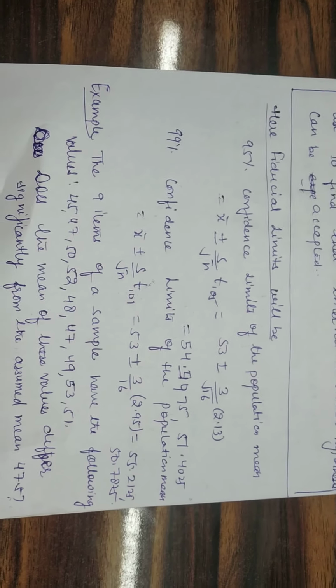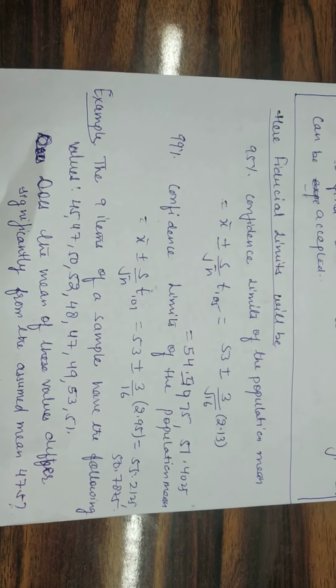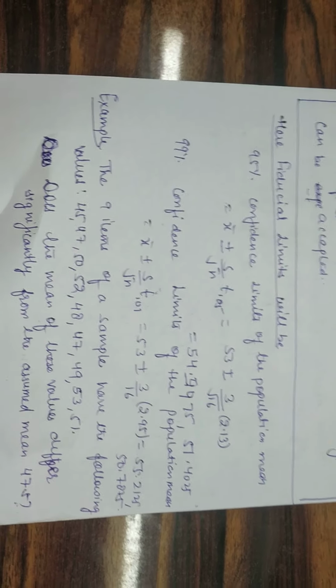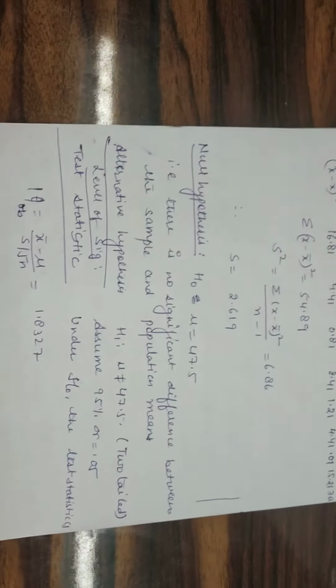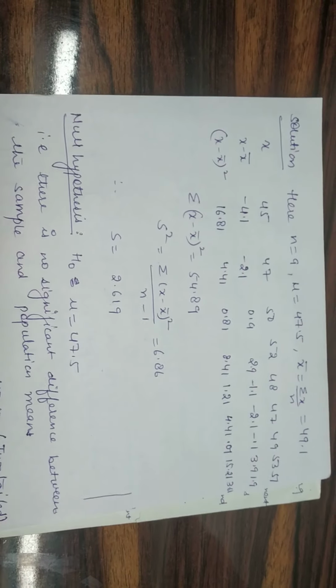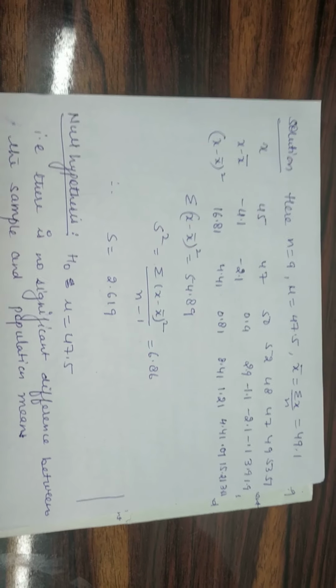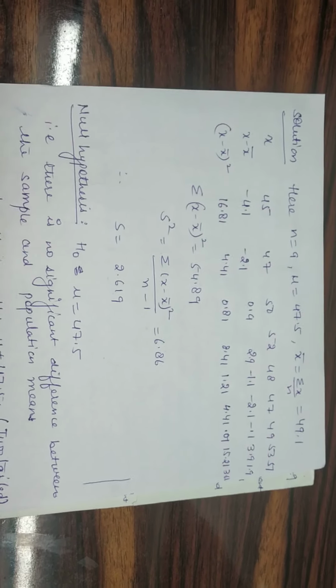Next example: here, 9 items of a sample are given. Here the observations are given, so we have to calculate the remaining things from these observations. Sample size is 9. First of all we'll calculate the mean, which will help us calculate summation of (x minus x bar) whole square. From this we can calculate the standard deviation.